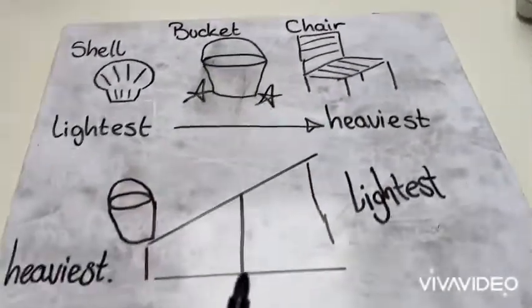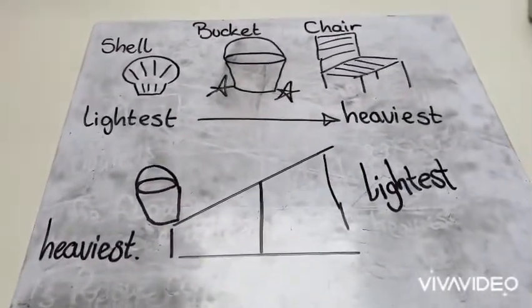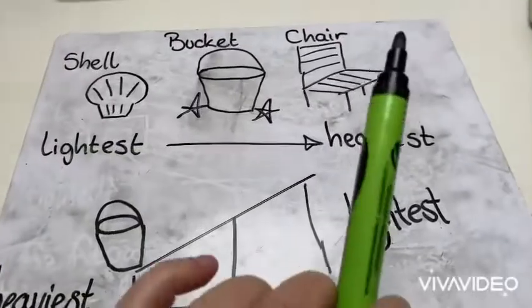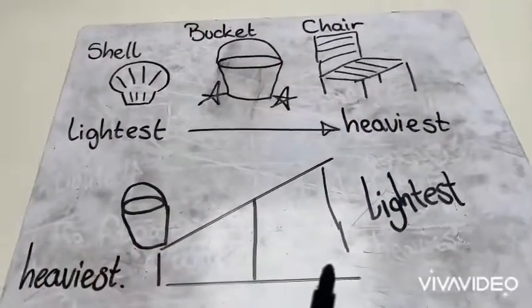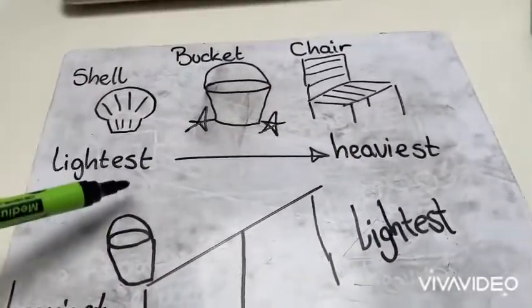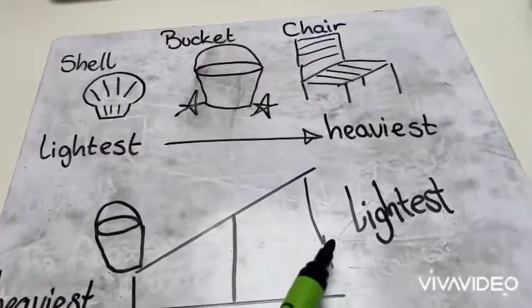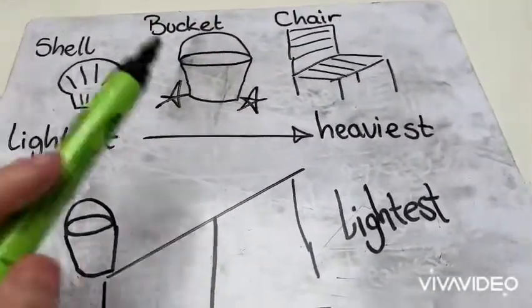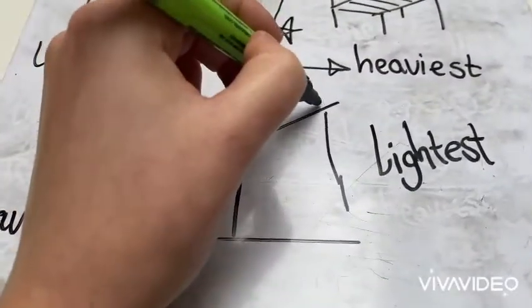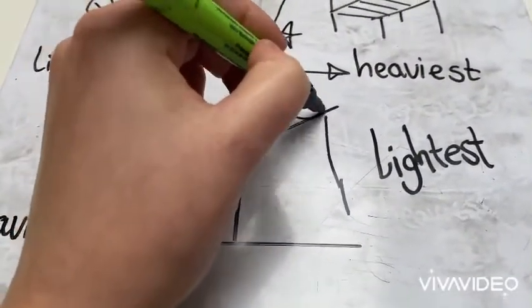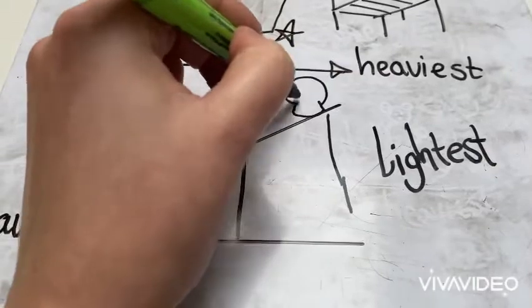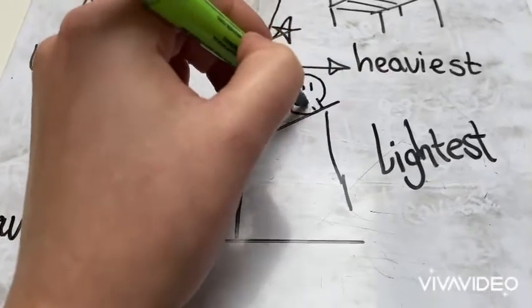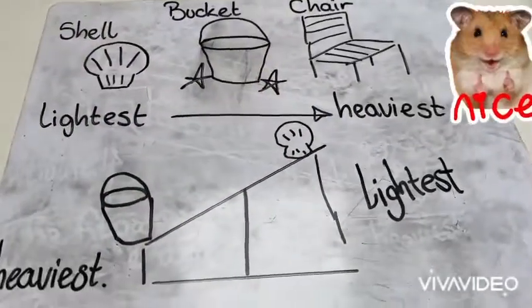Would my chair go on there? No, it wouldn't, because my chair's heavier than my bucket. So that means that my bucket would be up in the air and the chair would be down near the ground. So my shell would go on here because my shell is lighter than my bucket. Well done.